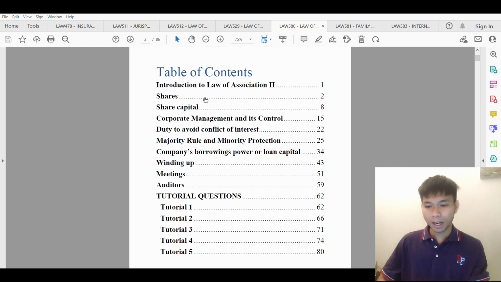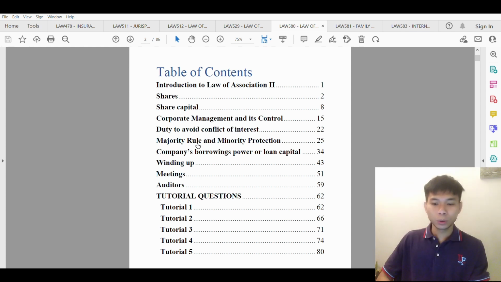There will be the corporate management and its control, and the duty to avoid conflict of interest. Meaning to say that the directors in the company should not have any conflict of interest. The company should not be used for any improper purposes. And yes, it should be used in the functions that it is supposed to be and the objective of the company.